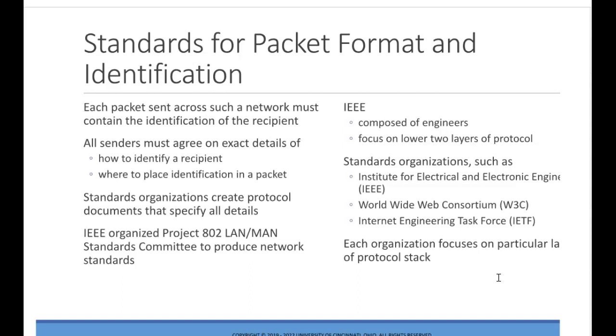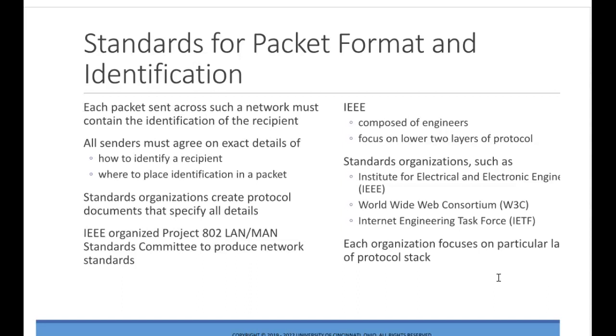Standards organizations have accepted the responsibility to create protocol documents that specify all these details, and these protocols have been shaped by various organizations. For instance, since 1980, the Institute for Electrical and Electronic Engineers, the IEEE, is known for the Project 802 LAN MAN standards. The IEEE is made up of committees to produce standards for networking and is mostly composed of engineers who focus on the lower two layers of the TCP/IP reference model.